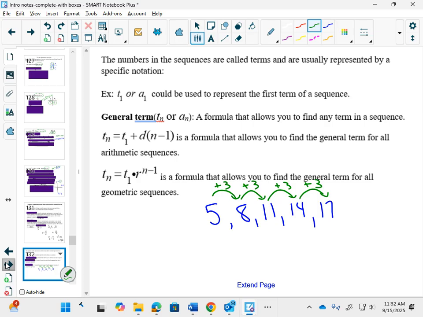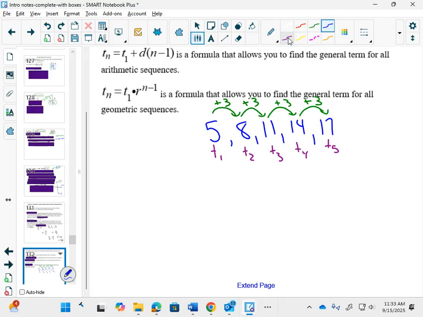So to come up with a formula, what we're going to do, term 1, term 2, term 3, term 4, term 5, is break down how we can get from term 1 to term 5. Or term 4. We can pick whichever one we'd like. And this is going to help me remember the formula.